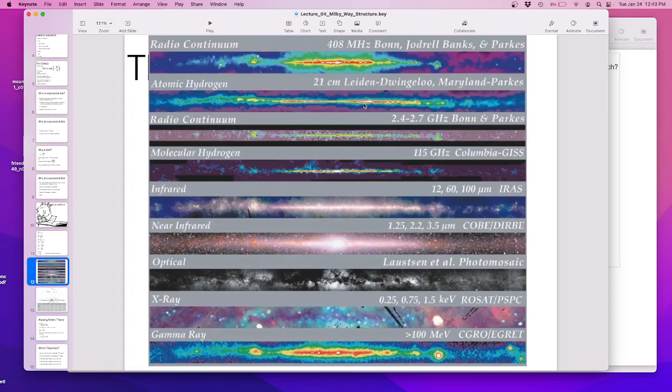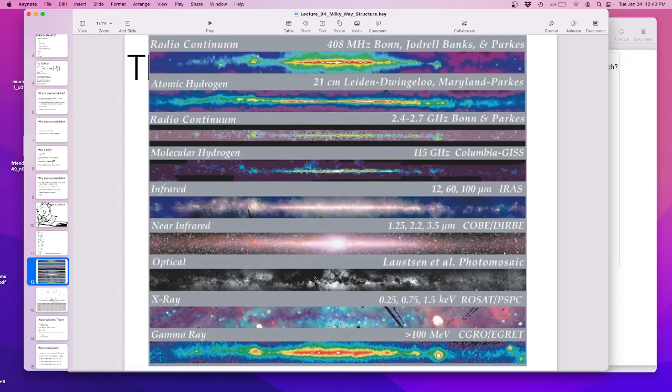The infrared traces dust. The near infrared traces bigger dust, so it's fluffier dust. So the near infrared is a thicker disk than the far infrared, which only traces the very biggest dust grains. The very biggest dust grains settle down to the midplane, just like dirt finds its way into the corner of your house. All the dust in the galaxy finds its way to the midplane of the galaxy, because they're big particles and they're too big to be pushed around by the pressure.